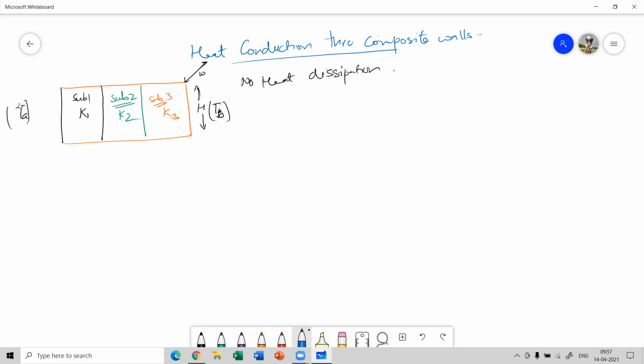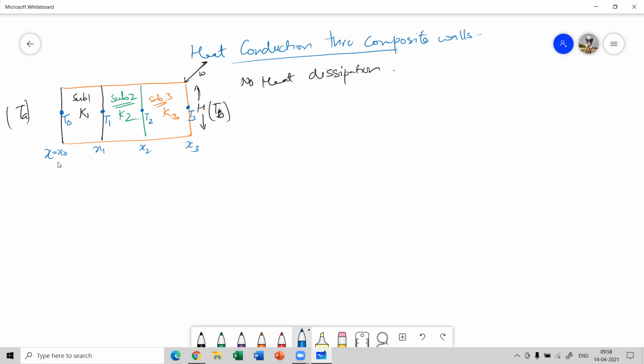Let's say that this point is x equal to x naught, that is at the start, where the initial temperature is T naught. Over here, the temperature is T1. Over here, the temperature is T2. And over here, the wall is having the temperature T3. Let's say the distance is x1, x2, and x3.